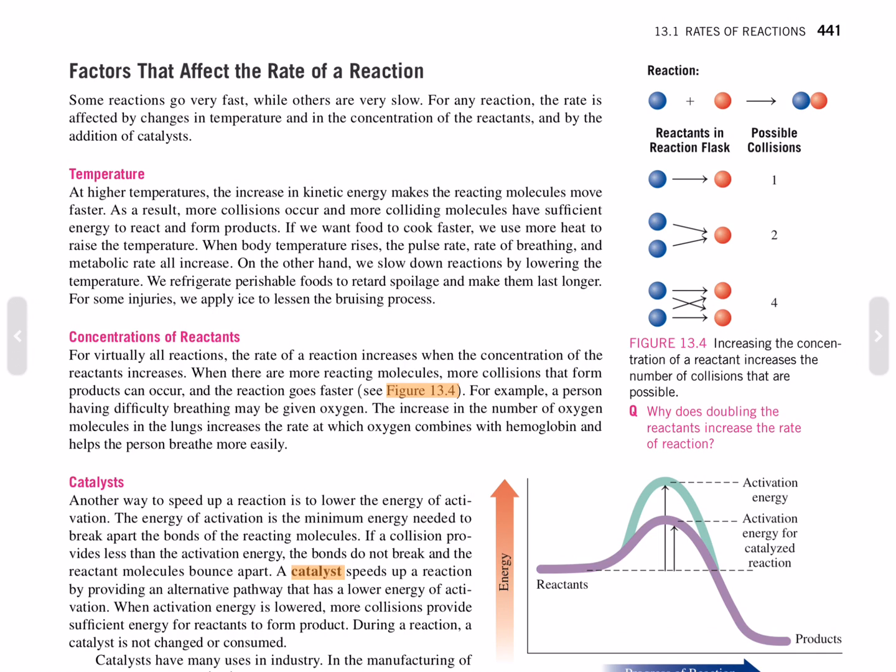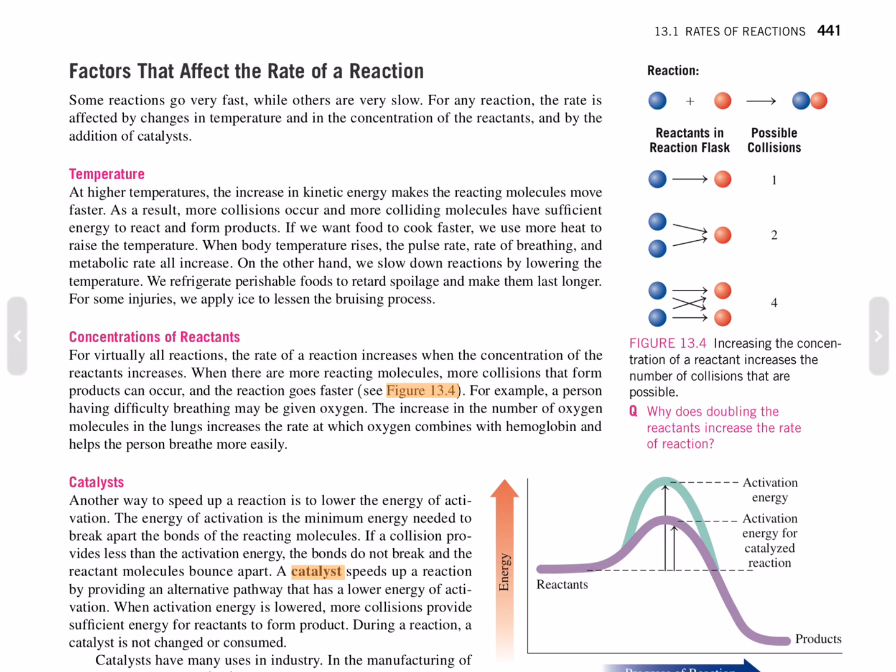Temperature. At higher temperatures, an increase in kinetic energy makes the reacting molecules move faster. As a result, more collisions occur and more colliding molecules have sufficient energy to react and form products. If we want food to cook faster, we use more heat to raise the temperature. When body temperatures rise, the pulse rate, the rate of breathing, and the metabolic rate all increase.